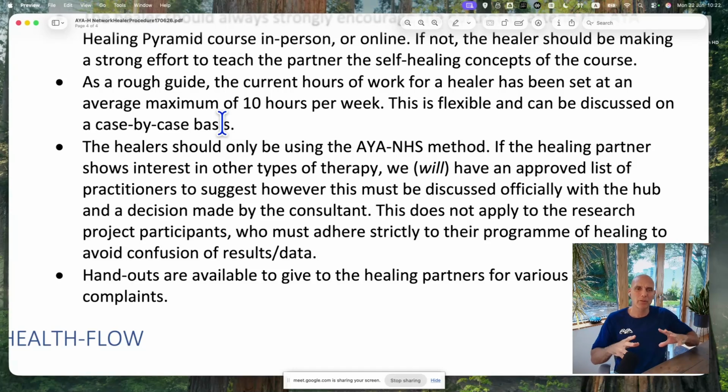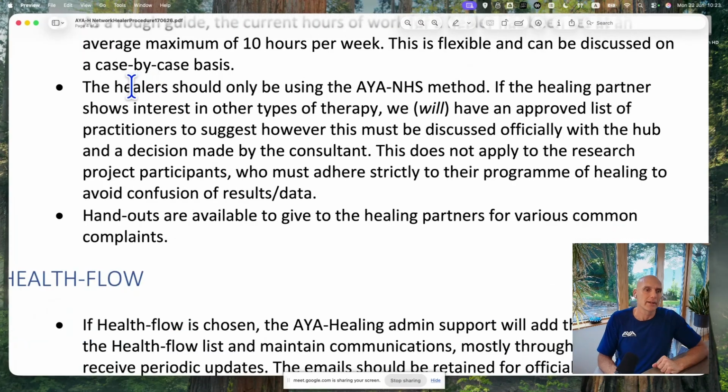So what we're hoping is that as healers go into a hub, the actual time spent is not going to be much different from what is going on now. But that depends, of course, on how many healing partners they take on. Okay, next one. The healers should only be using the AYA NHS method.